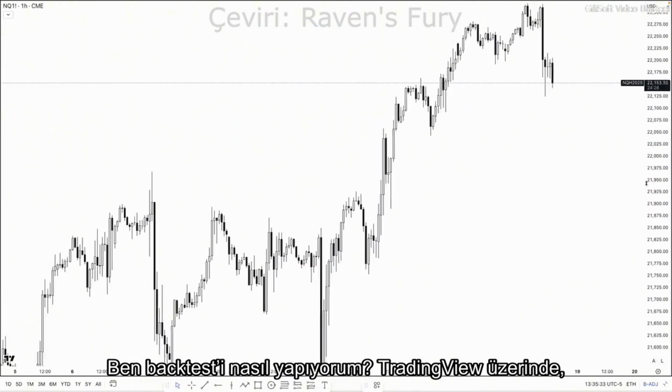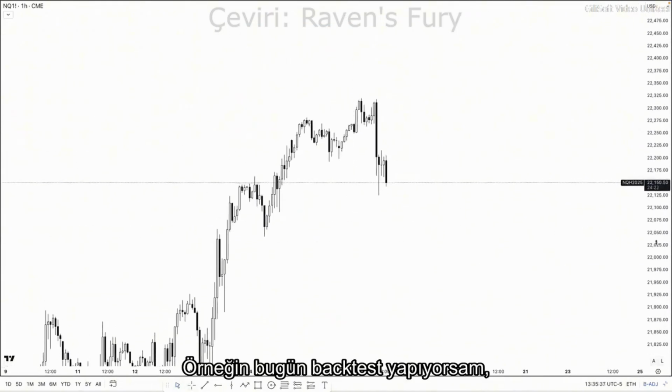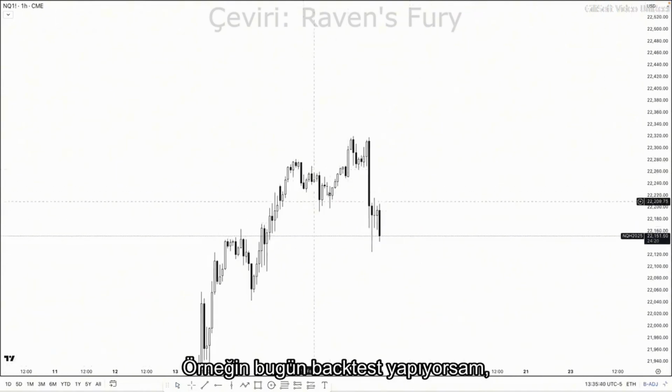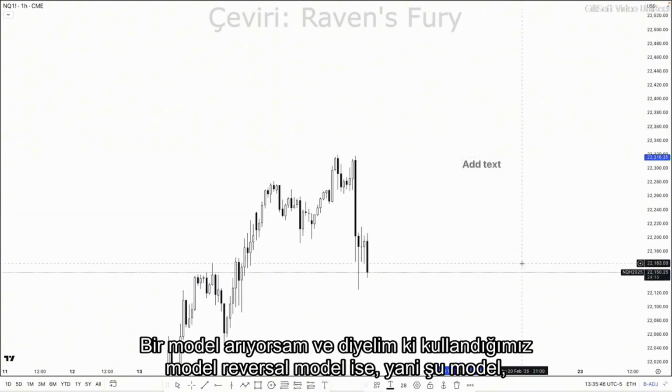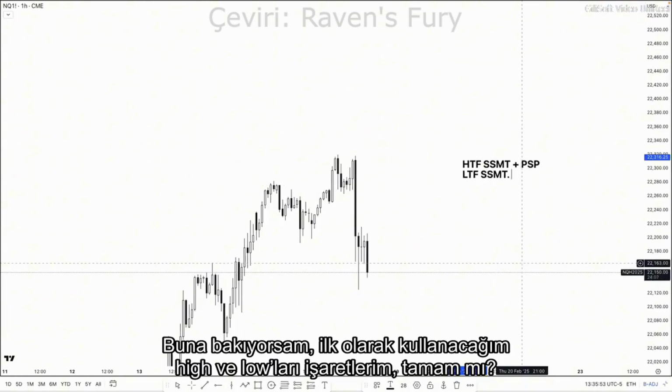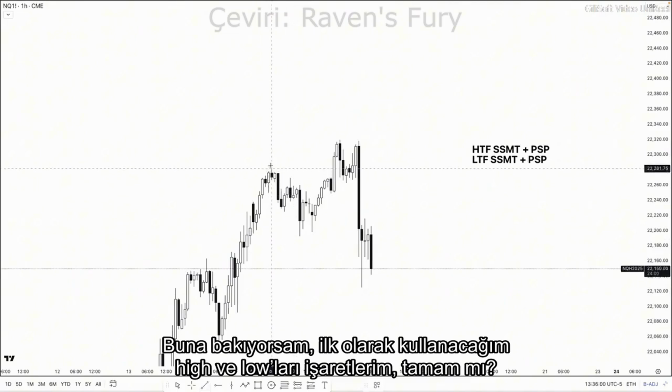So on TradingView, for example, if I'm backtesting today, if I'm looking for a model and we'll say it's our reversal model that we're using, which is this. If I'm looking for this, I will first mark out highs and lows, which I'll be needing to use. Okay.